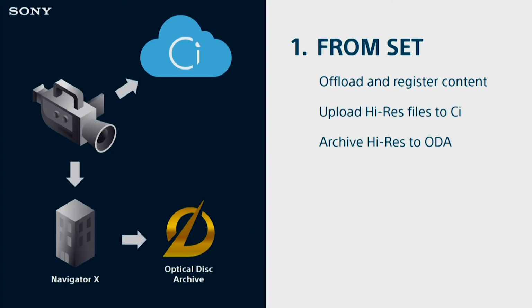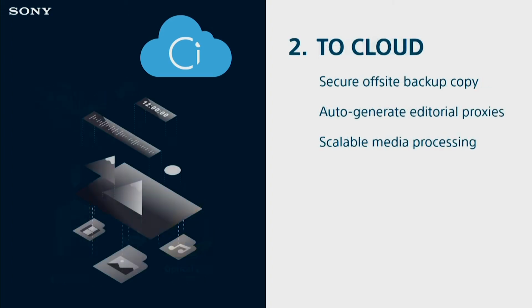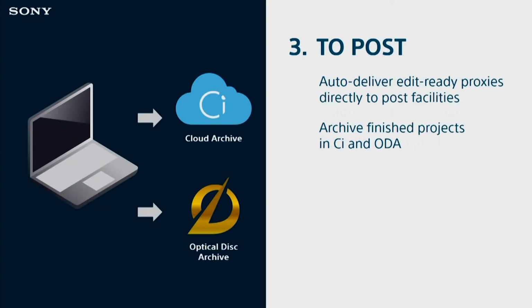One of the things we really wanted to highlight today is a production-based workflow. So what happens when you're pulling content from the set? You might be uploading directly from the camera to Sony C, maybe from card to Sony C, but you might also be pulling it down and leveraging that with our MAM product called Navigator X. And that also can store it to any local on-prem storage capability, including our optical disk archive.